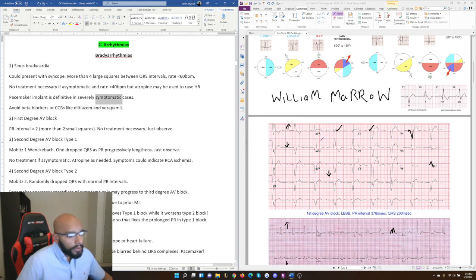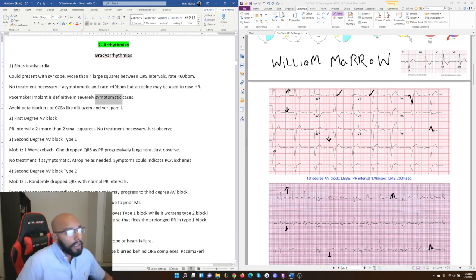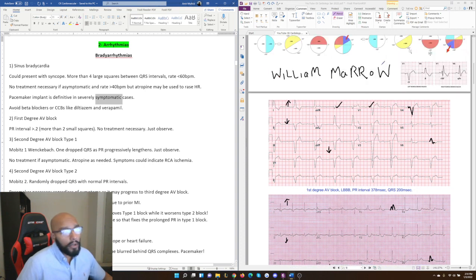All right, continuing on. So that's your first degree AV block with left bundle branch block. And for left bundle branch block and right bundle branch block, you use this mnemonic, William Marrow. The W and the M are for V1 and V6, as you can see in this image over here. And the L's and the R's remind you of left or right bundle branch block. That's all it is. The rest of the letters don't really mean anything. And we just saw here that this is supposed to be a person with left bundle branch block. So you can actually see the W and the M's. I've traced over it over here.